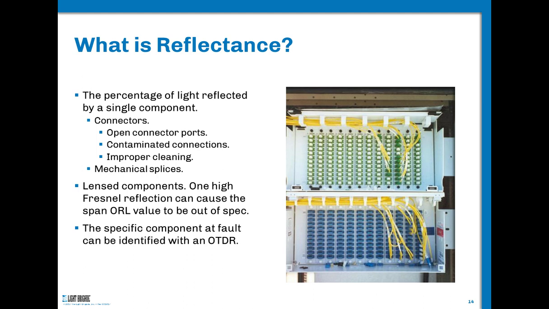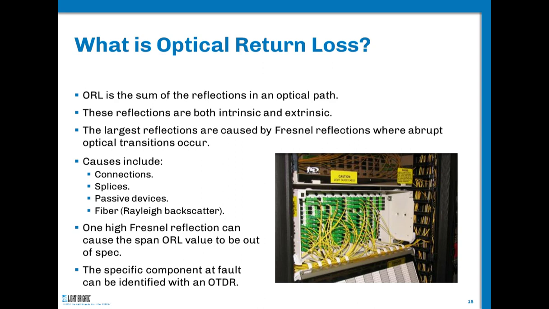Mechanical splices, even though they have index matching gels or fluids to reduce Fresnel reflections, they still are reflective. And any type of lensed components, which we do use in bulk optics and fiber optics, and at times they may be used in WDM systems or DWDM systems. So one thing is a high Fresnel reflection can throw an entire optical return loss value off. So if your ORL value is said to be 35 dB, but it ends up being 30, then we're going to need to find out what the culprit or the cause of it is, and we'll do that by looking at individual components.